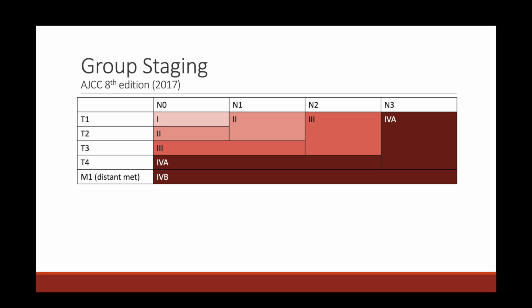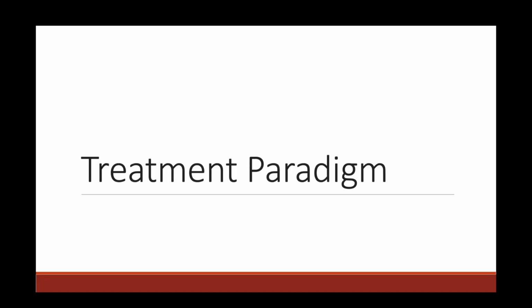So remember, anything that's node positive is at least a stage 2. If you have T3 or N2, you're automatically stage 3. And if you have T4 or N3, then you're automatically stage 4A. But in a nutshell, that's the group staging for nasopharyngeal cancer. And that brings us to our treatment paradigm for nasopharyngeal cancer.